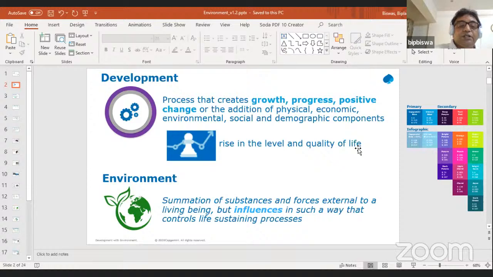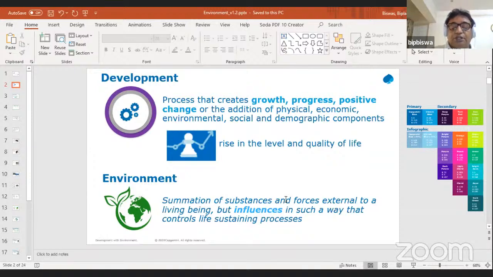Now, the basic definition of environment is that it is a summation of substances and forces. What do you mean by substances and forces? Substances like the mineral nutrients or the vitamins, like NPK, from where you get these substances, and forces like solar energy, wind energy, or water flow. So all these substances and forces are external to a living being.